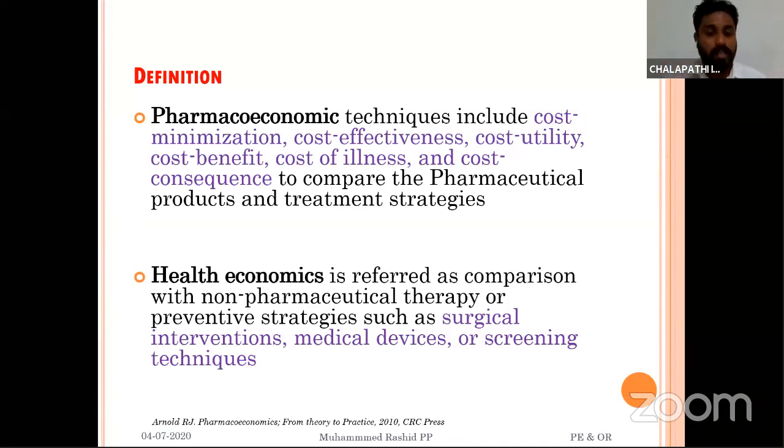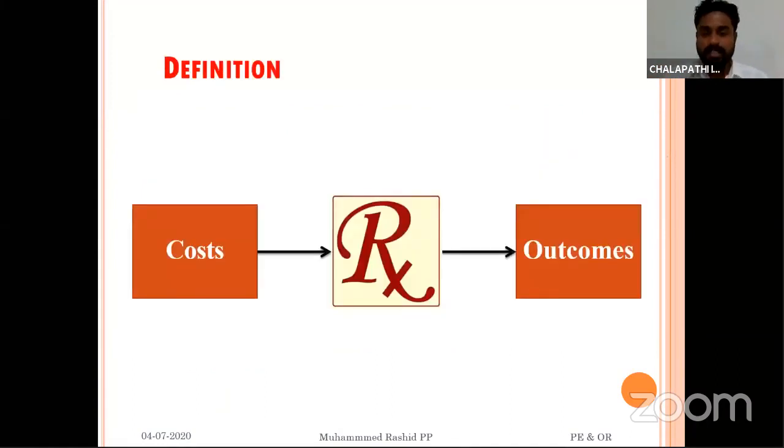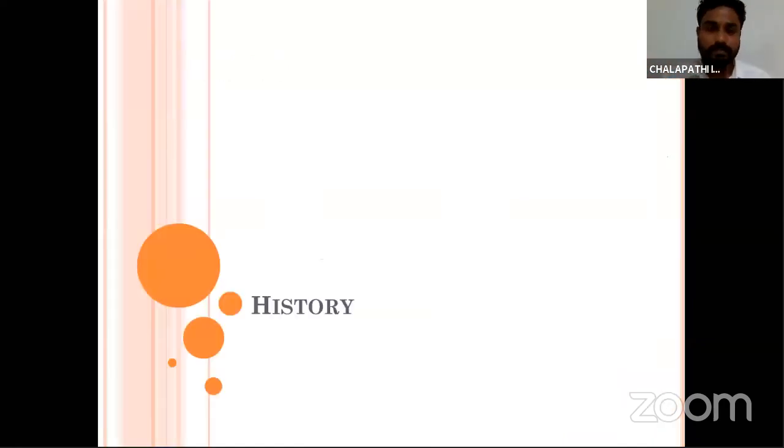But health economics refers to the comparison with non-pharmacological therapy and prevention strategies, such as surgical intervention, medical devices, or screening techniques. As I said, health economics covers all aspects of health, and pharmacoeconomics covers only the drug aspects or the pharmaceutical products aspect. So, in the middle of both squares there is a drug, and you are looking at the cost with the outcome of the drug treatment. That is called pharmacoeconomics.